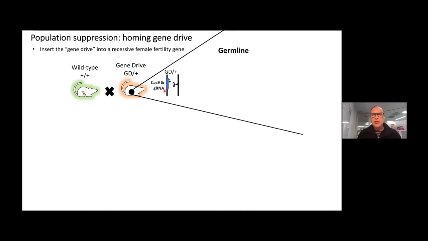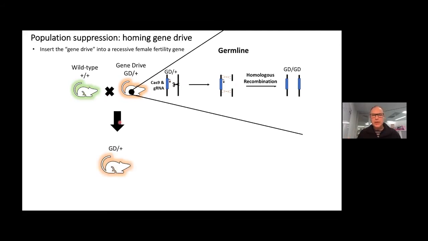Again, we've got a gene drive, and this time it's positioned within a gene that's required for female fertility. In the germline, we would look to cut, as I've described to you before, and using that homing reaction, generate 2 copies of the gene drive, which would mean that we'd now always pass on that gene drive to the next generation. And in this phase, it would spread through the population.